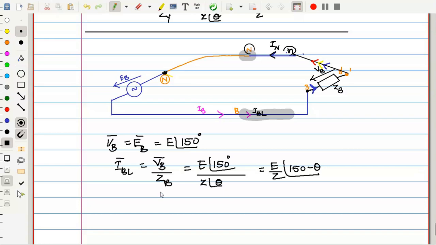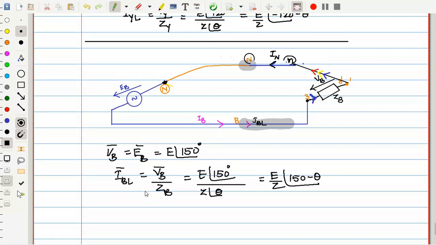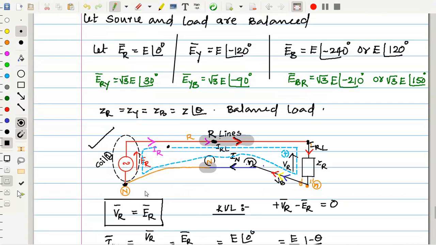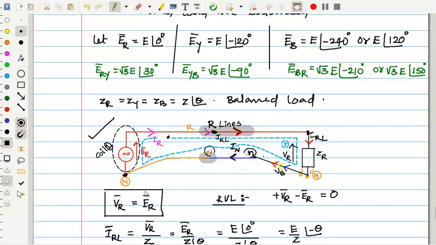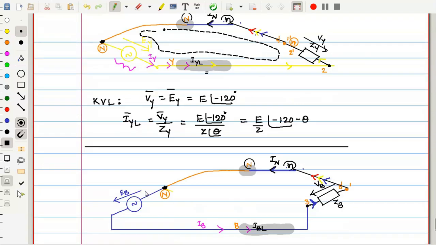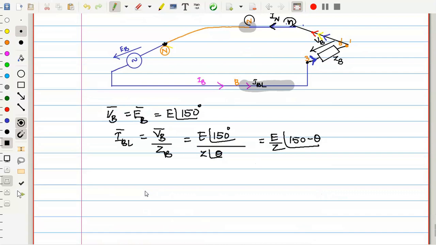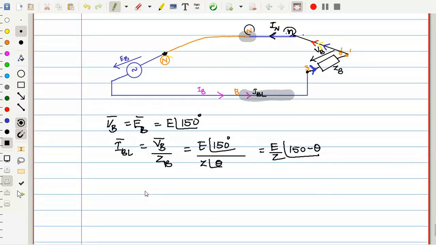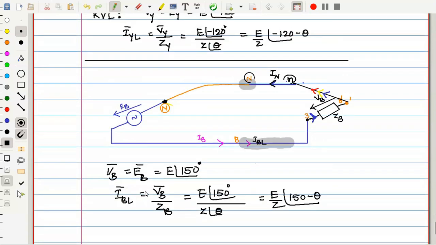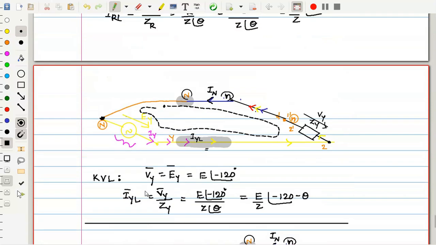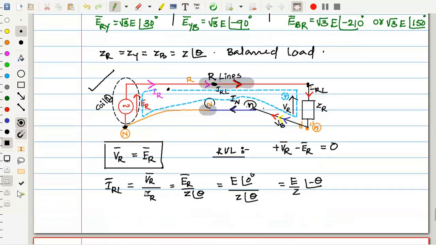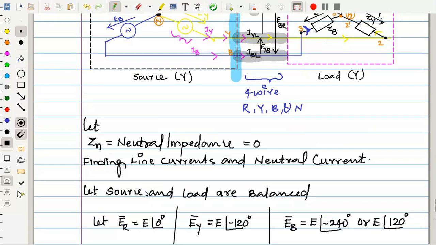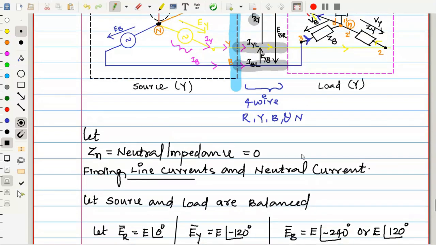So if you combine all these diagrams again, once we know these quantities, why we split it into individual loops, R phase and neutral, Y phase and neutral, B phase and neutral, is to get the line currents through the loads. The line currents are same as that of the load current. So we got the line currents. That is our aim. Next aim is neutral current. How can I get the neutral current?